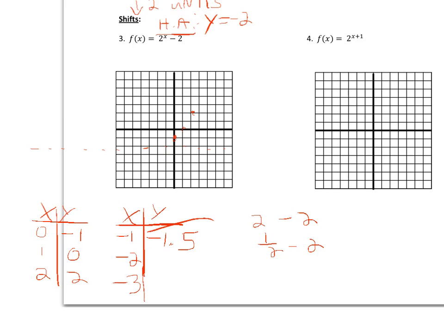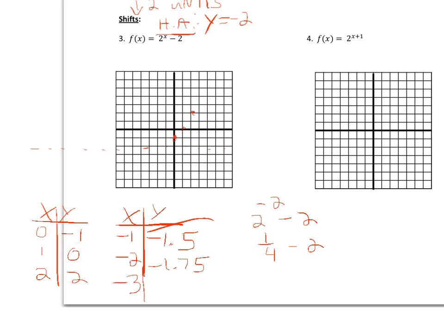Okay, the next one I'm going to put in, what, negative 2. So 2 to the negative 2 is 1/4. And 1/4 minus 2 gives us what? Negative 1.75. So you can see these are going to get closer and closer to negative 2.